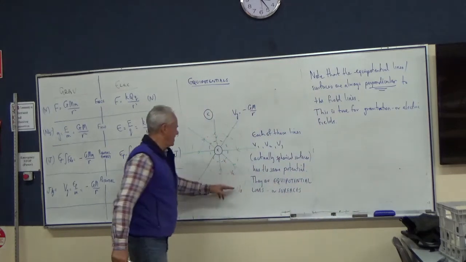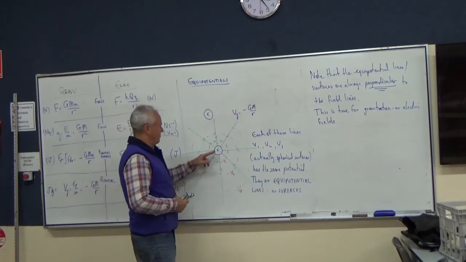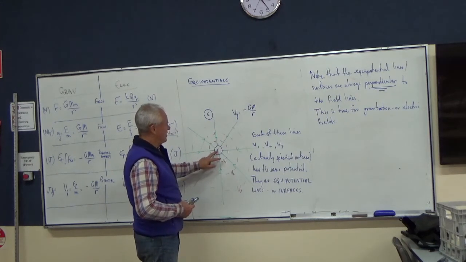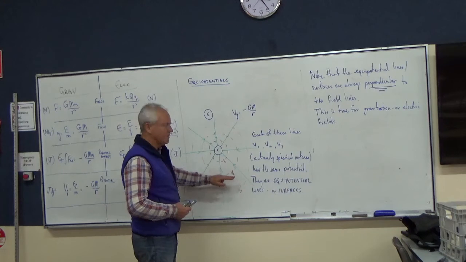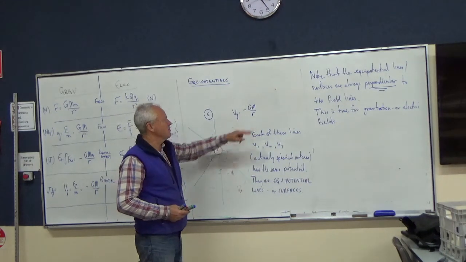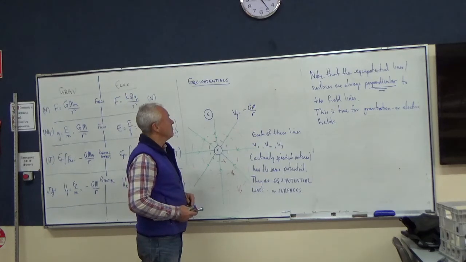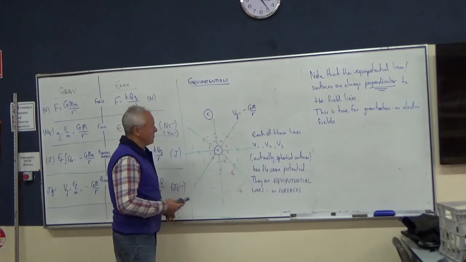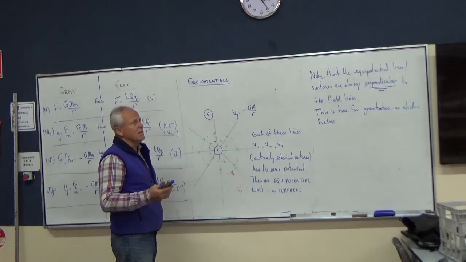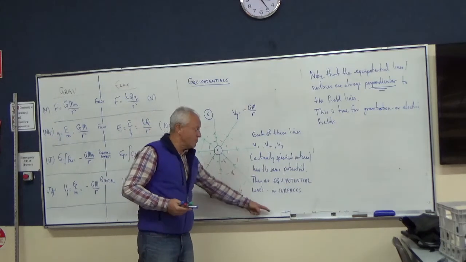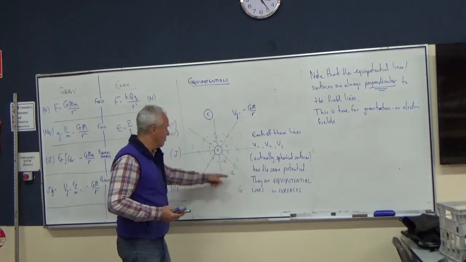As we went out here, let's say that was 10 centimetres, 20 centimetres, 30 centimetres, for example. We know that the potential is proportional, so they would be negative. As we went further out, we'd be getting closer to infinity, so the potential would be zero out here. It's getting more and more negative.